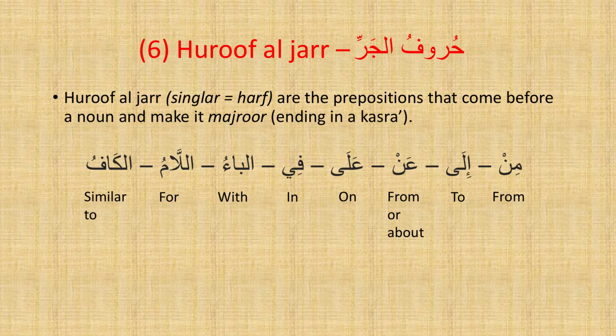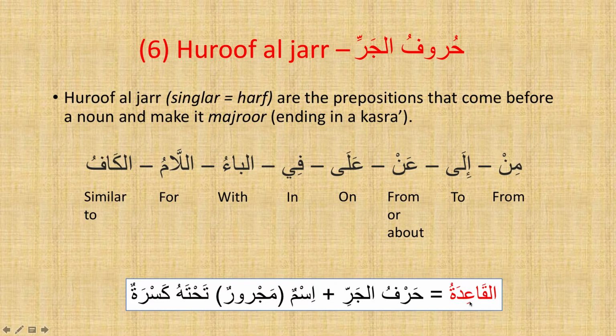So these are a list of حروف الجر. من, which means from, إلى, which means to, عن, which can mean from or about, على, which means on, في, which means in, ب, which means with, لام, which means for, and كاف means similar to. So you'd use this when you want to compare something with something else.